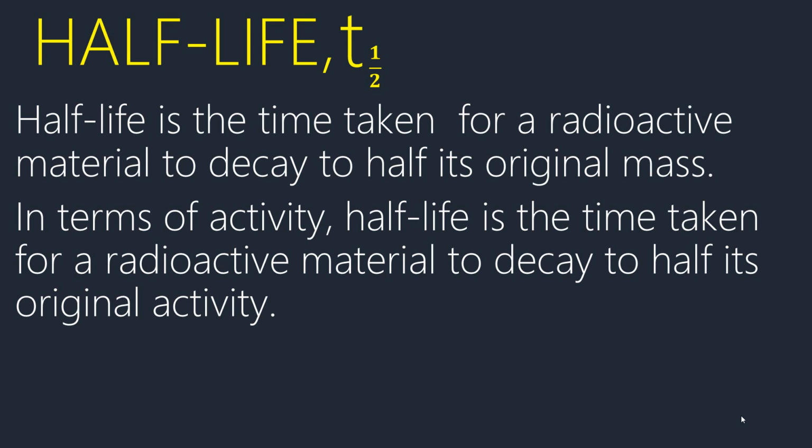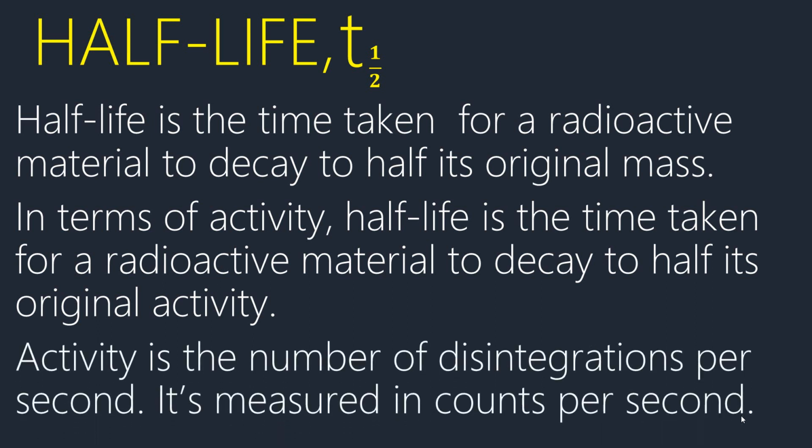We shall look at activity in detail, but activity is defined as the number of disintegrations per second. In simple terms, it is the number of radioactive atoms that are disintegrating or decaying per second. That is what we call the activity. So in terms of activity, you can define half-life as the time taken for a radioactive material to decay to half its original activity. Activity is measured in counts per second.